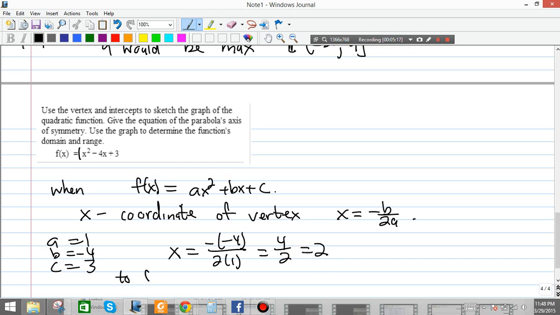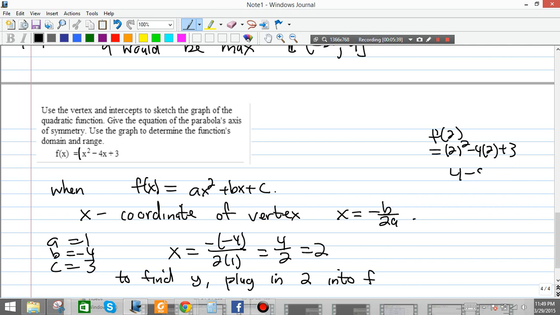To find the y, plug it into f. And so f of 2 is equal to 2 squared minus 4 times 2 plus 3. That's 4 minus 8 plus 3. That's negative 4 plus 3. That's negative 1. And so the vertex is the point (2, -1). And then we go about answering the other questions as we did before.